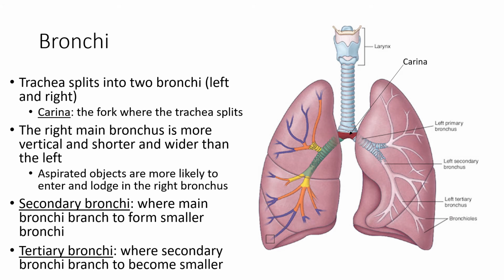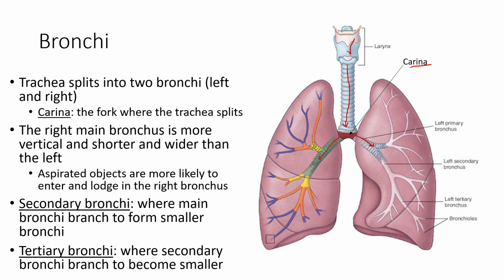Moving on to our bronchi. So we have talked about the larynx, we've talked about the trachea, and we're moving down into our lungs. So as I said, this is the carina where the bronchi split. We have one bronchus going into our right lung and one going into our left lung.